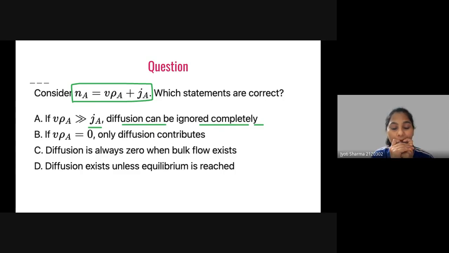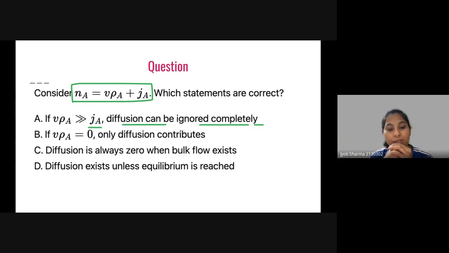So see, for the first term, where we are saying that if advection is more than the diffusion, diffusion can be ignored completely. No, we can't ignore it completely, because there will always be some value for the diffusion. So we can ignore it, but if we say that we can ignore it completely, we are making it zero, and we can't make it zero. The second is, if the first term, advection, is 0, then only diffusion contributes. Yeah, it is right.